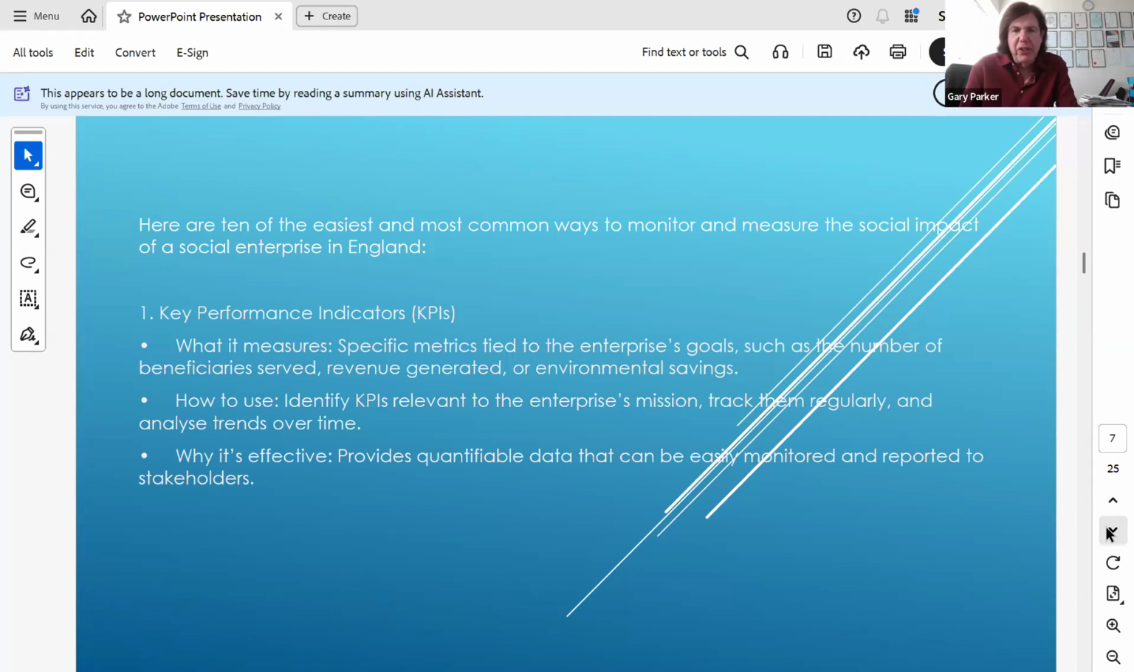Why it's effective, because it provides quantifiable data that can be easily monitored and reported to stakeholders. So your funders will usually want to know how the project is progressing. And some might want to agree key performance indicators as part of the process, but not every funder does that. So the funder processes are often quite different depending who they are.